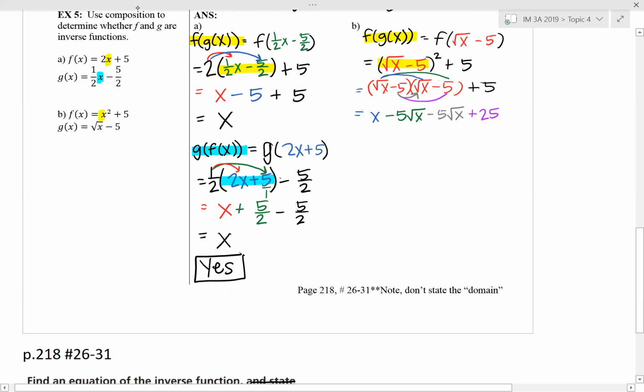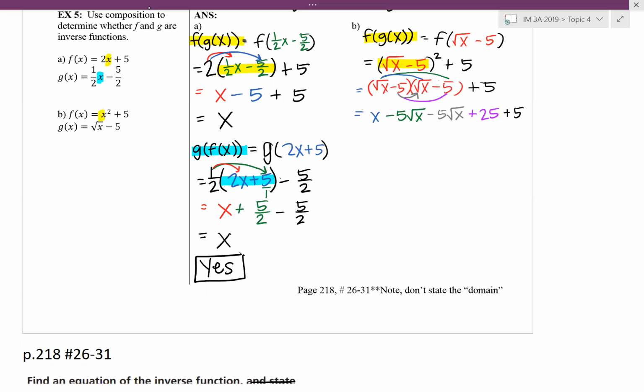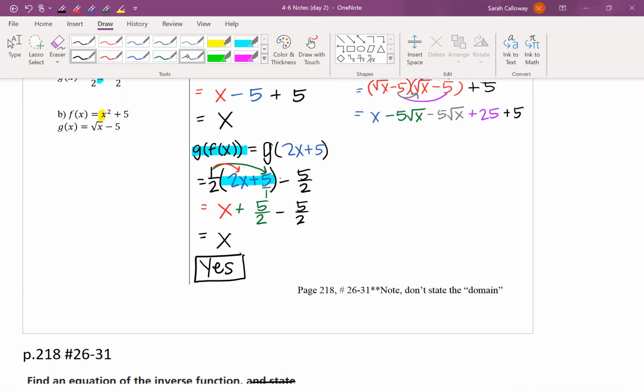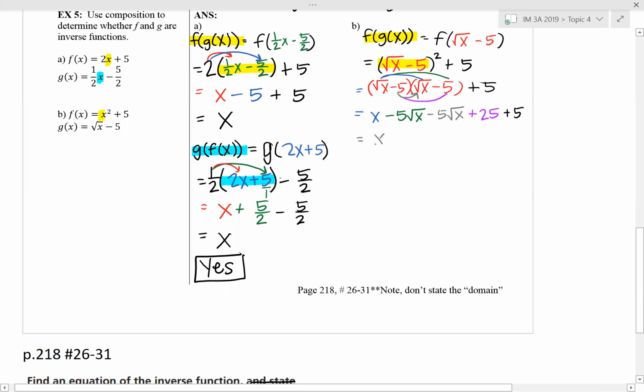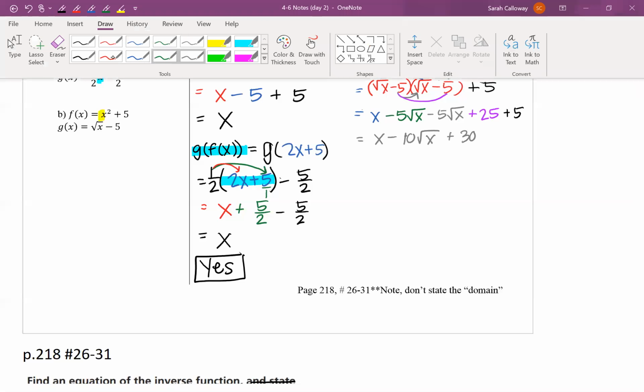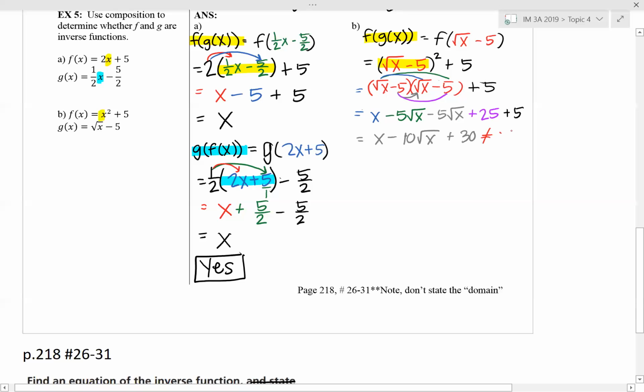And so when we bring down our 5 from the original problem and combine like terms, we have only this x. We can combine negative 5 radical x with negative 5 radical x to become negative 10 radical x. And then 25 plus 5 is 30. So notice that this does not work. So this is not equal to x. And so what we know is that these are not inverses. I'm still going to go through and do it the other direction so that you can see that in practice.